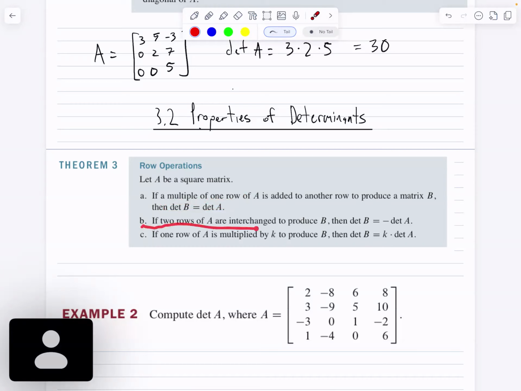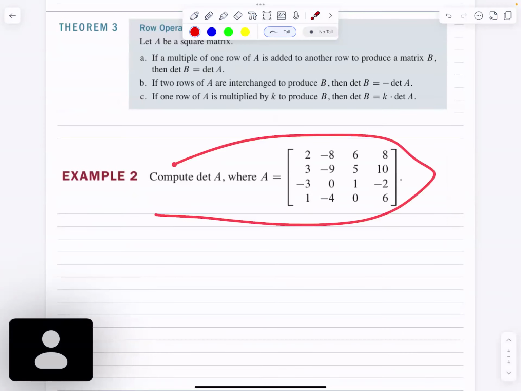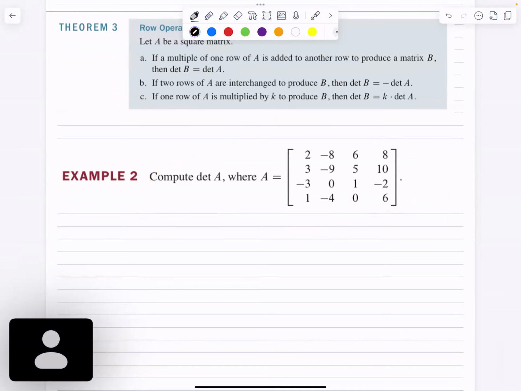However, if you swap two rows, it makes the determinant negative, so you have to be careful when swapping rows. And if you multiply by a scalar, you have to multiply the whole determinant by that scalar. Let me show you how we're going to use that with the property that the determinant of a triangular matrix is just the product of the diagonals to simplify the calculations.